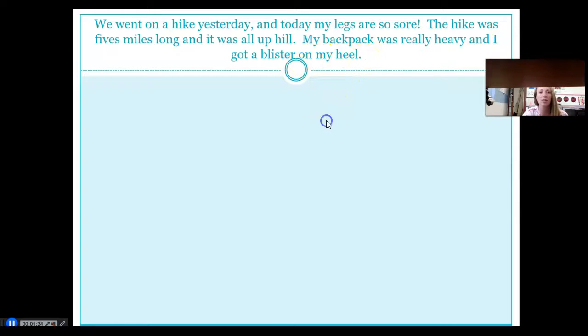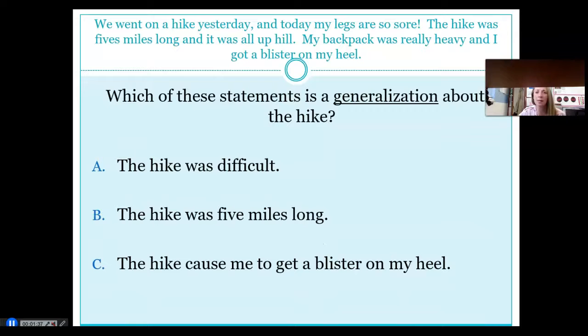So now our question says, which of these statements is a generalization about the hike? So we're going to say to ourselves, what was this hike mostly about? A, the hike was difficult. B, the hike was 5 miles long. Or C, the hike caused me to get a blister on my heel. Which one of these is the generalization about the hike? Which means, what was it mostly about? Please write A, B, or C. And I forgot to tell you to get out a piece of paper and a pencil or a whiteboard and a marker. So if you have to pause the video, go do that.